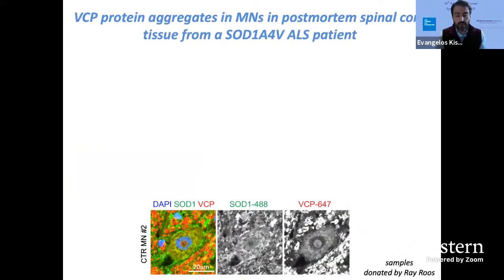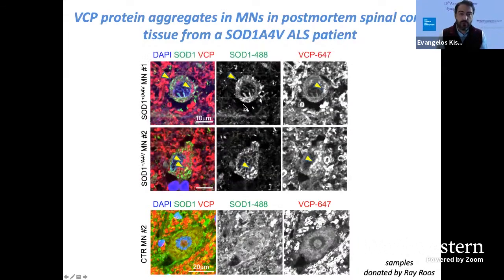Last but not least, we went back to postmortem SOD1 patient tissue, and these were samples that were graciously donated to us by Ray Roos. And you can see that in spinal cord of control tissue, there's no evidence of SOD1 or VCP aggregation. However, when you look specifically at an SOD1 A4V patient, there's an abundance of SOD1 aggregates shown here and here. And intriguingly, there's evidence for an abundance of VCP accumulation, which is likely aggregation, in the same motor neurons.